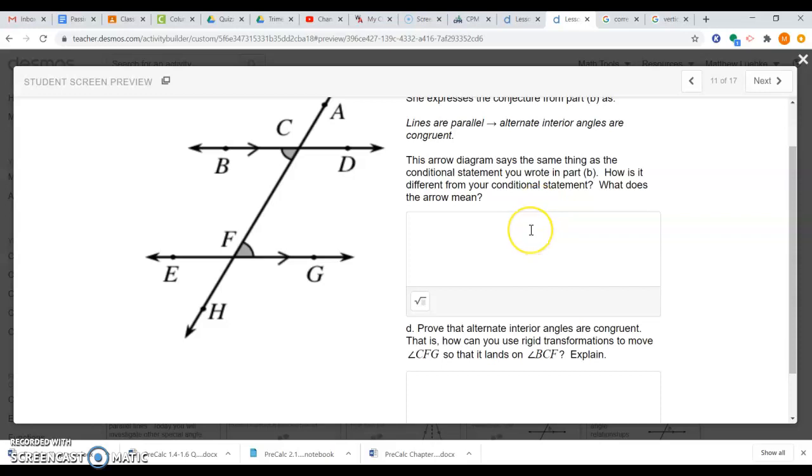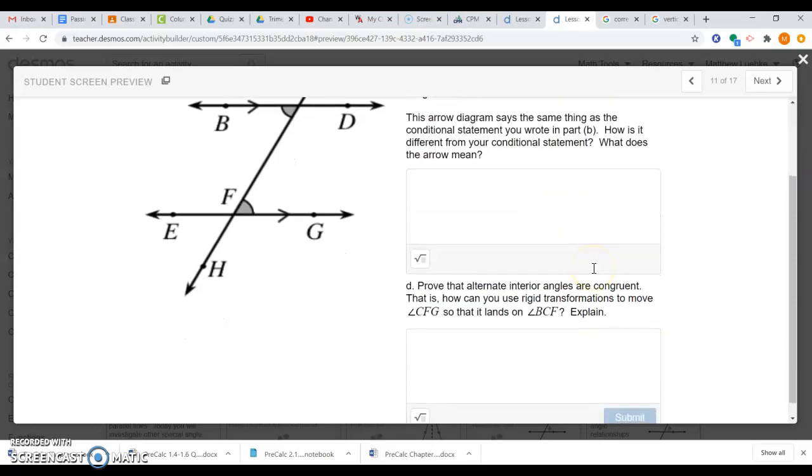So when it's saying what does the arrow diagram mean? Well, it means what a conditional statement means. It needs a first thing to happen so that the second thing is true, or the first thing to be true so then the second thing is true. Okay? The last thing is just proving using rigid transformations that you can have them land on top of each other, and I think we're going to be able to do that.